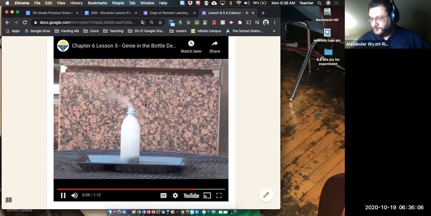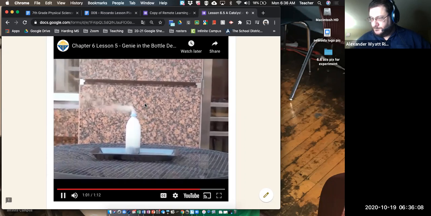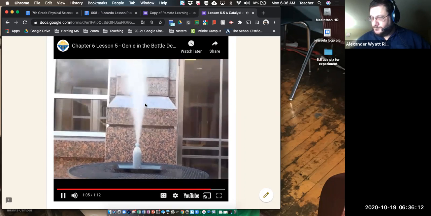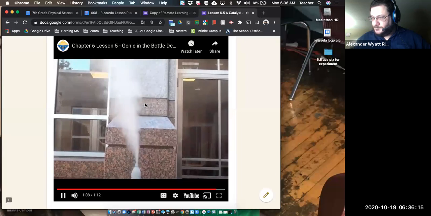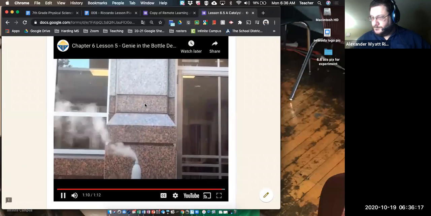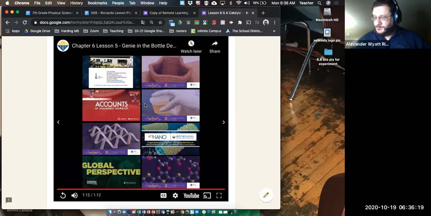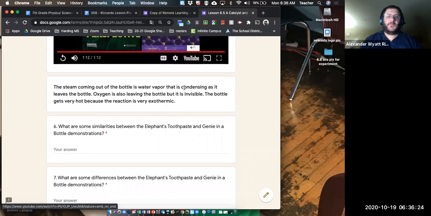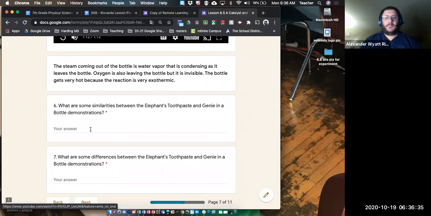The genie in the bottle demonstration is often done with a more effective catalyst or with a stronger concentration of reactants than the elephant's toothpaste version, so that you can get this interesting and exciting event without using soap bubbles. Cool. Steam coming out of it is water vapor. It's condensing as it leaves the bottle, and the oxygen also leaves, but it's invisible. The bottle gets very hot. It's very exothermic. What are some similarities between the elephant's toothpaste and genie in the bottle?